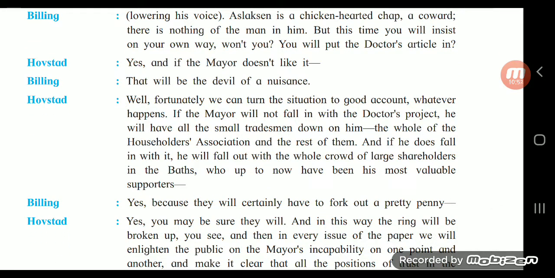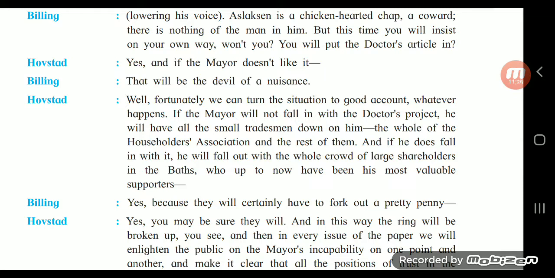Okay, if the mayor will not fall in with doctor's project, he will have all the small tradesmen down on him, the whole of the householders association and the rest of them. And if he does fall with it, he will fall out with the whole crowd of large shareholders in the baths, who up to now have been his most valuable supporters. Now this is the moral dilemma that mayor is going to face now.